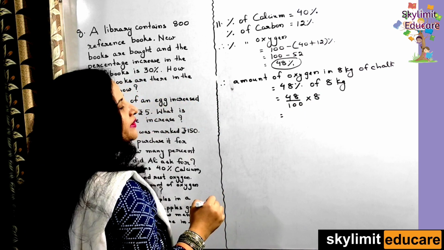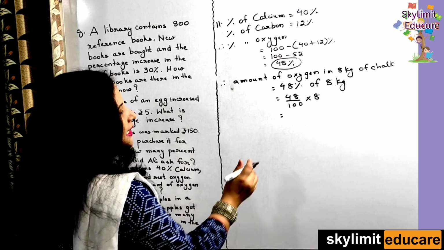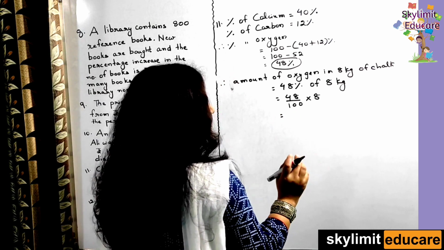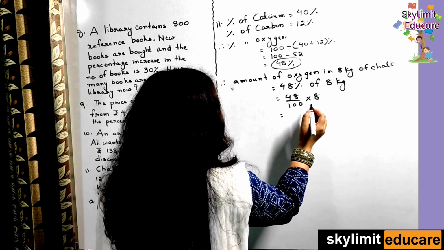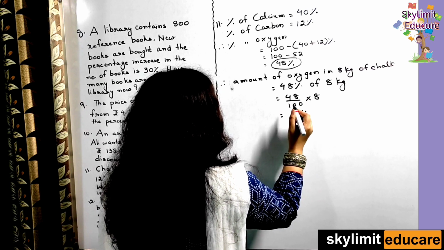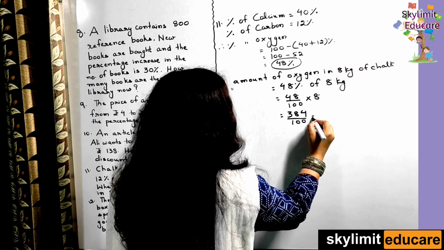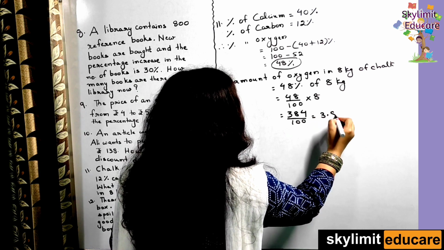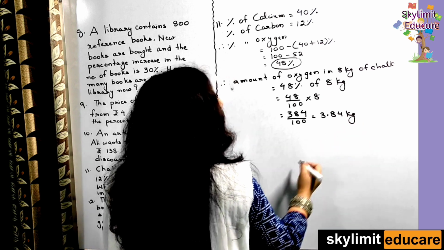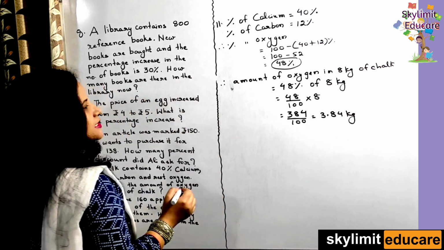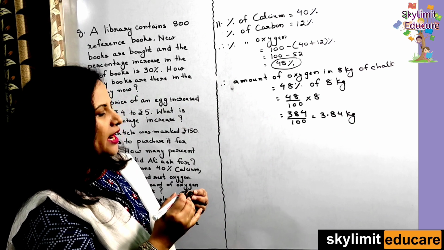Yes. So I told you in this type of numbers, don't cancel. Let the zeros remain because it won't cancel completely, as you can see here. Let us multiply this. So 384 out of 100. So that is equal to, converting it to decimal, 3.84 kilogram of oxygen is present in 8 kilogram of chalk.